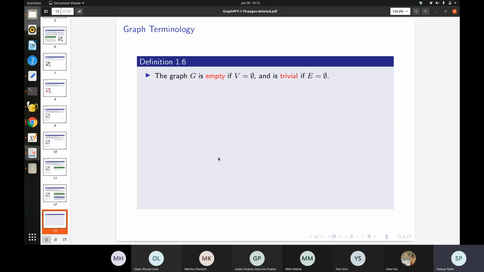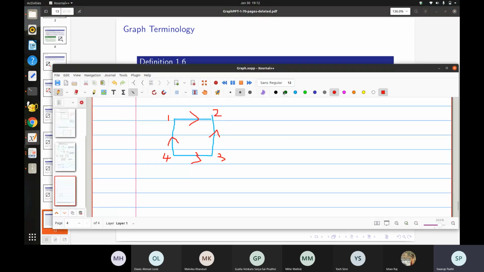Obviously, if there is no vertex in it, there cannot be any edges in the graph. And if there are no edges, then perhaps a graph may look like this, that is a set of just vertices and no edges. So this may be called a trivial graph.